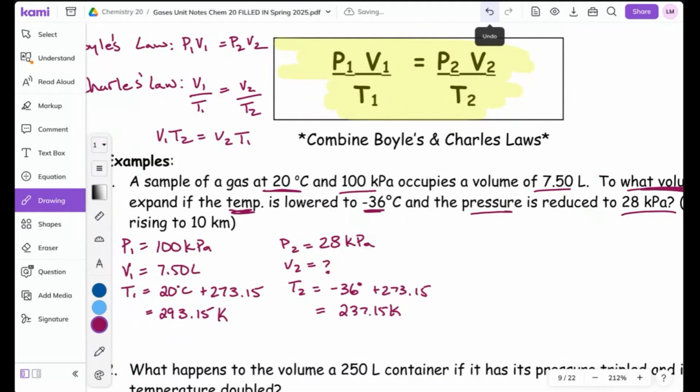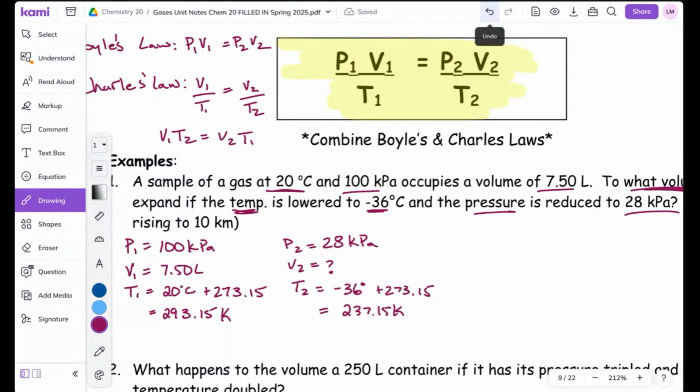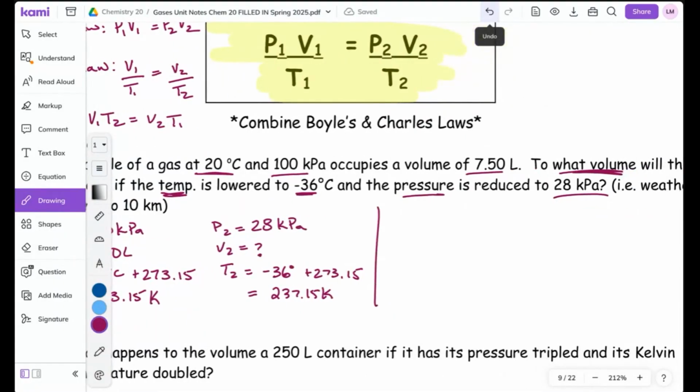For the combined gas law, you're going to want to make sure that all of your units are the same. So both pressure values have the same units. Both of ours are in kilopascals, so that's good. And both our temperature values are in Kelvin. That's good. And I don't need to worry about the volumes because we only have one value given for volume.